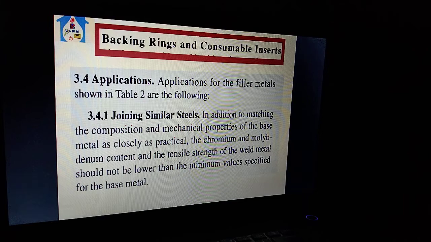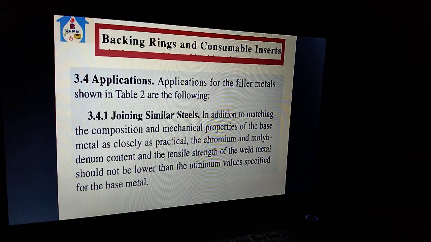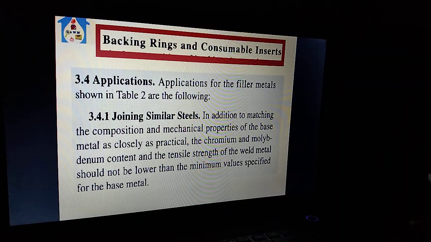Joining similar steels. In addition to matching the composition and mechanical properties of the base metal as closely as practical, the chromium and molybdenum content and the tensile strength of the weld metal should not be lower than the minimum values specified for the base metal.